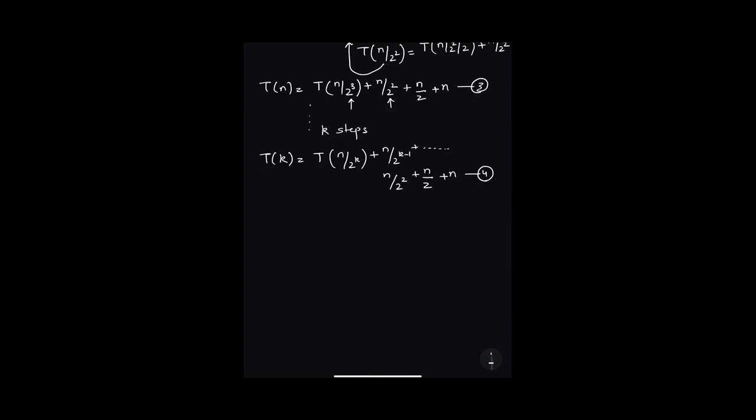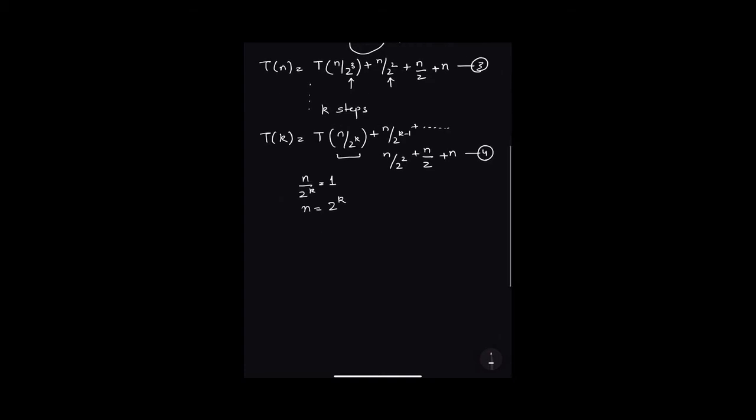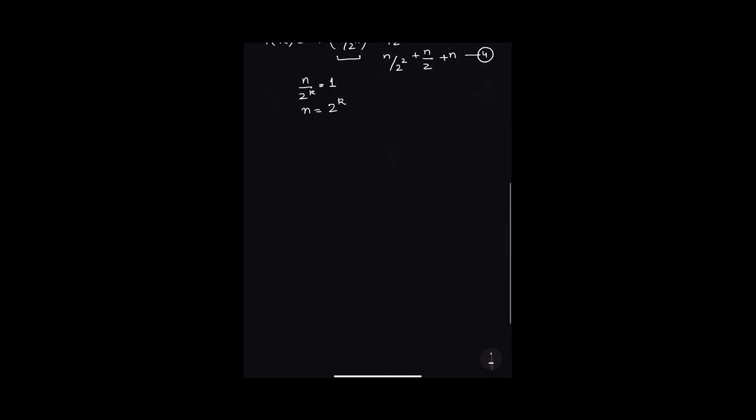So I have executed all these steps until the stopping condition is reached. My stopping condition is when this term becomes 1. So I can say that n/2^k is equal to 1, so n is equal to 2^k. Taking log on both sides, this becomes log n equals k log 2, and k becomes log n base 2.